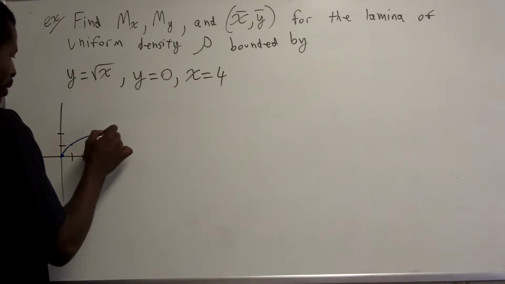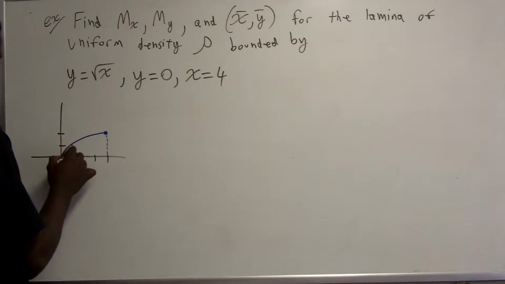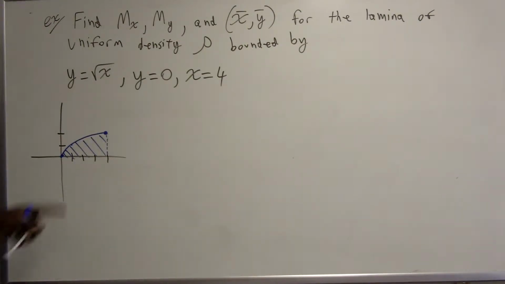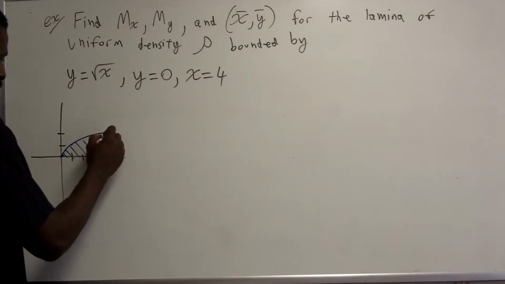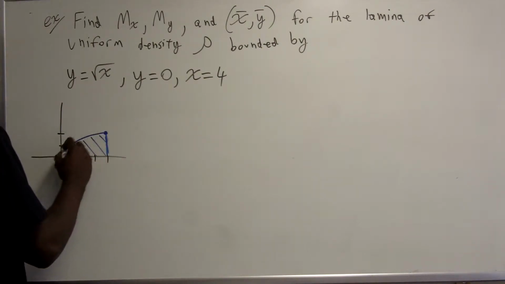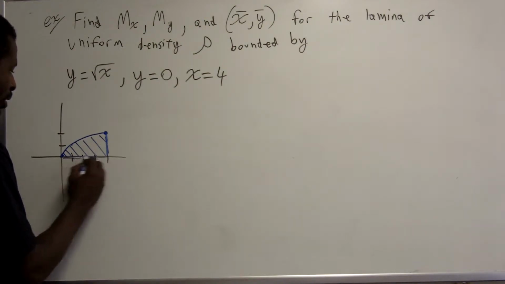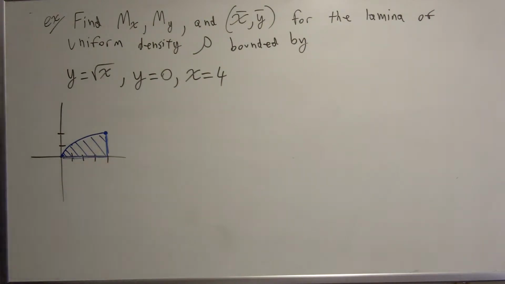We're looking at a lamina that looks something like this. So that's the area we're talking about there. And we're trying to find the center of mass of that thing right there. Here's the line x equals 4. Here's the square root of x function, and y equals 0 is actually the x-axis. So that is the lamina that we're talking about. All right, so we want to find Mx, My, and the center of mass.